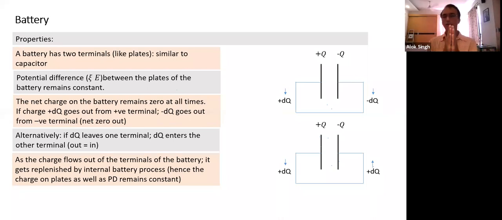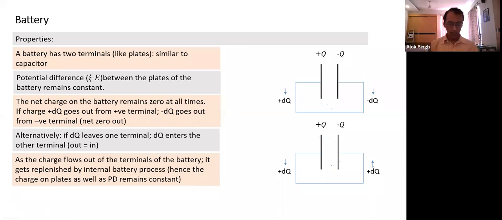How does it supply? Suppose you have an atom, it breaks into a positive charge and a negative charge. The positive charge will go to the positive terminal, the negative charge will go to the negative terminal. So if dq charge flows out, ionization will again take place here. How much ionization? How much charge will get separated? dq charge will get separated. So positive dq charge will come to the positive plate, negative dq charge will go to the negative plate.